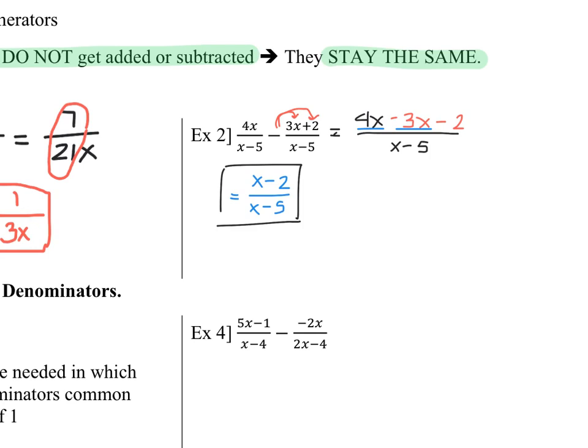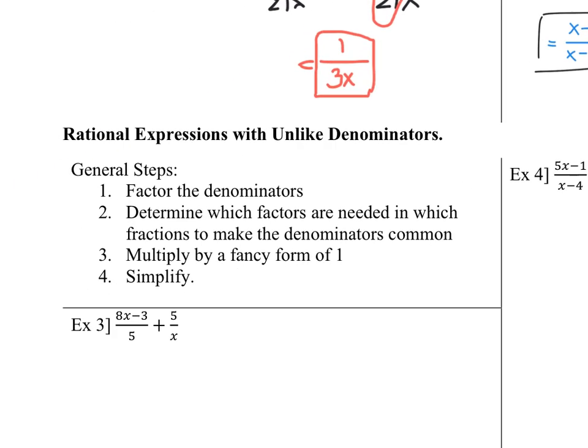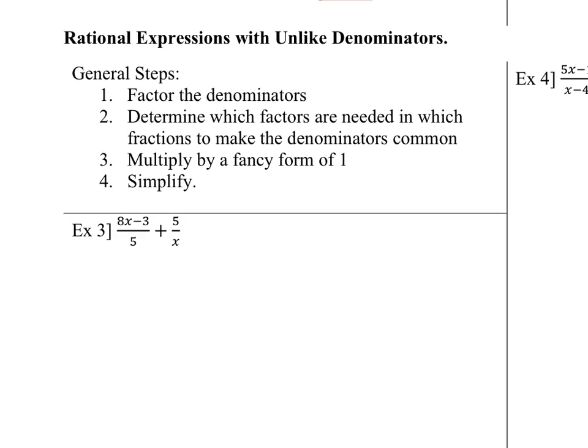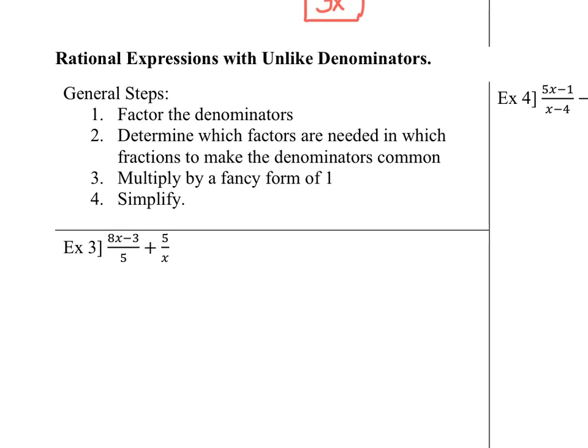So let's get into more of the ones you are going to see. These are the ones you're going to see with the unlike denominators. So first of all, we have to factor the denominators to see what we're dealing with. If we look at example 3, we have a 5 in one and an x in the other. Both of those are as factored as they're going to get. I can't make a 5 any lower or an x any lower.